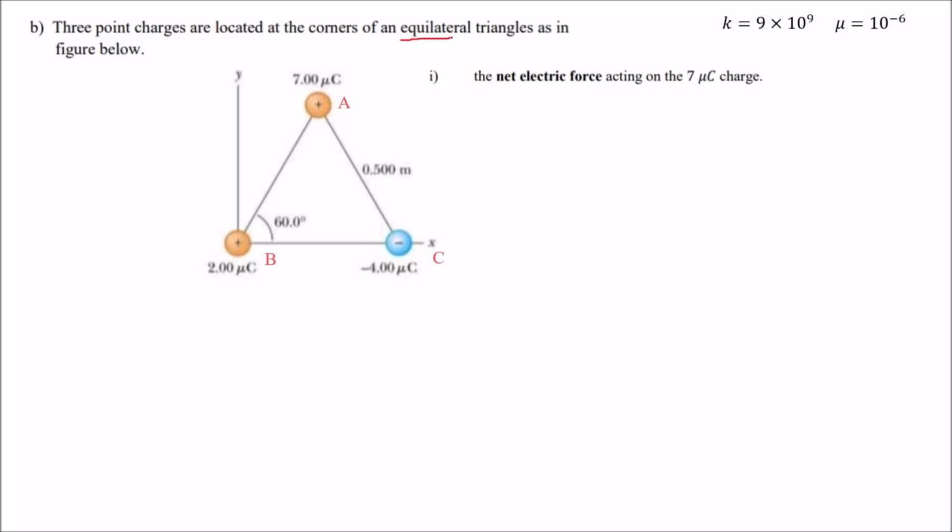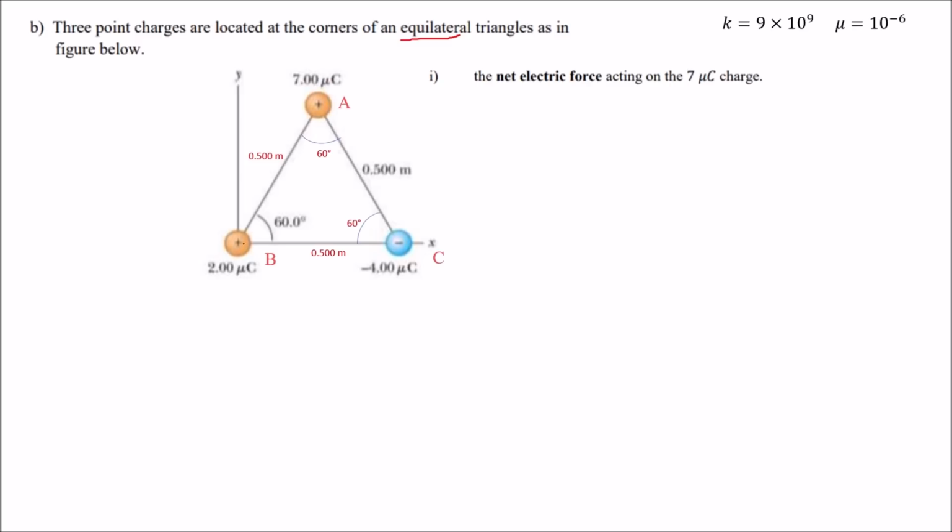And then since it's an equilateral triangle, we know that the sides will be the same, and the angles inside will all be 60 degrees. Okay, we already have all the information. Let's move on to the question. The net electric force acting on a 7 microcoulomb charge. So 7 microcoulomb charge, so charge A over here. What will be the net force experienced by it? So we look at it one by one.